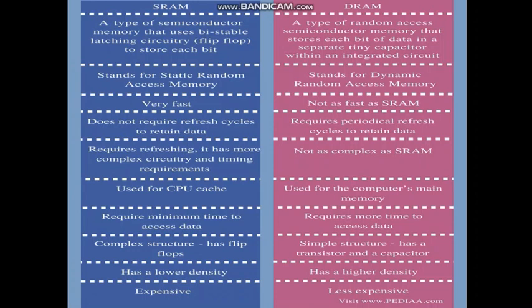Now the comparison between the SRAM and DRAM. SRAM stands for static RAM and DRAM stands for dynamic RAM. SRAM is faster than DRAM, and SRAM does not require a refresh cycle to retain data. As compared to SRAM, dynamic RAM requires a periodic refresh cycle to retain data. SRAM is used for CPU cache, and dynamic RAM is used for the computer's main memory. SRAM is expensive and DRAM is less expensive. SRAM has a lower density and dynamic RAM has a higher density.